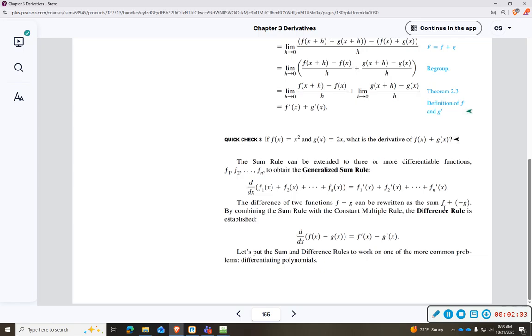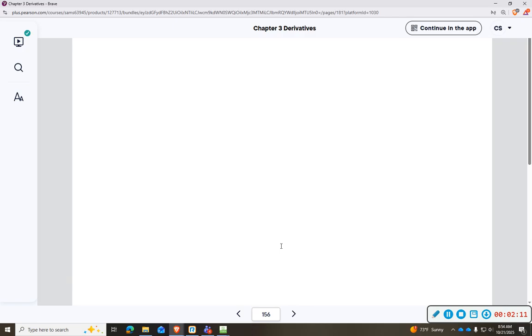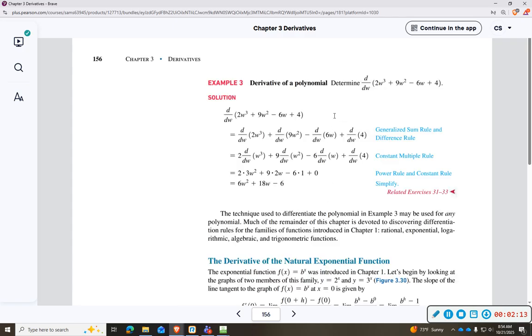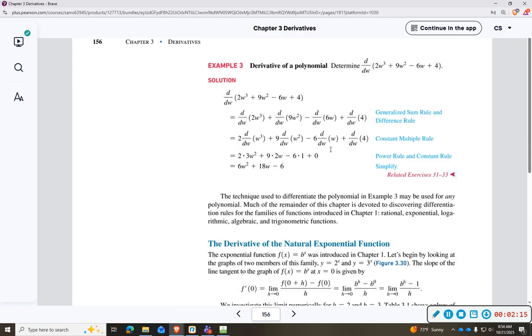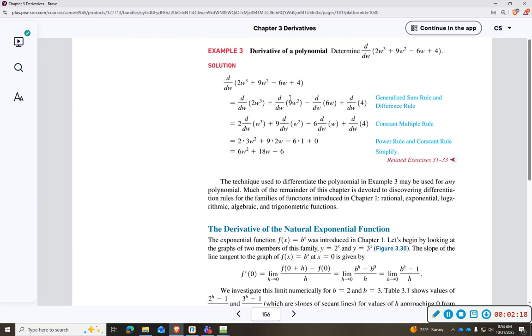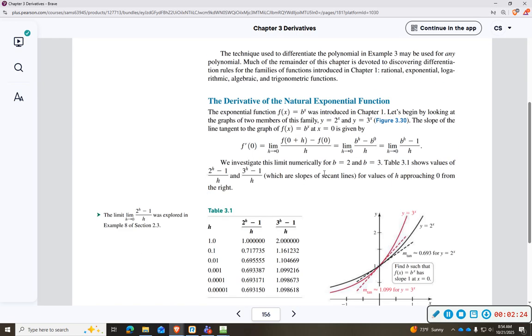Same thing will apply with difference. Okay, you can find the derivative of a difference by taking the difference of the derivatives. And then here's just an example, which we'll do in my math lab after we go through this. But read over these examples, you can kind of see how they're using them.